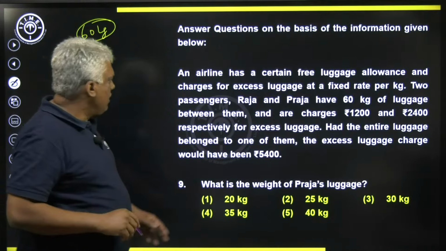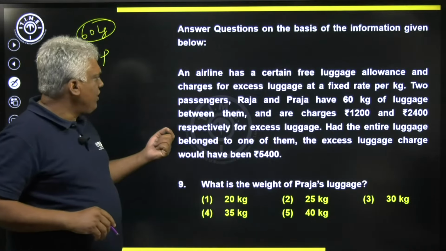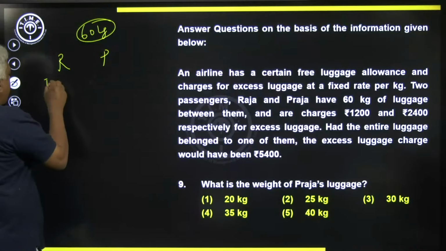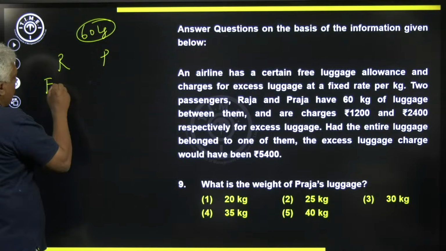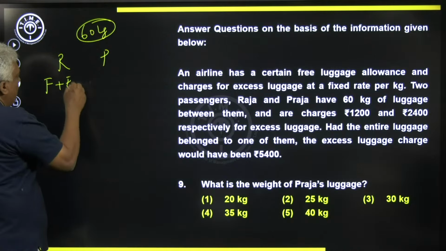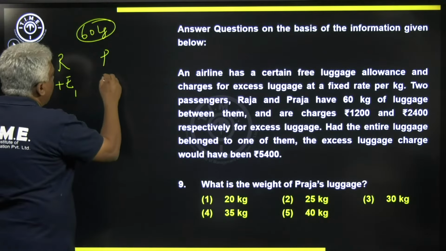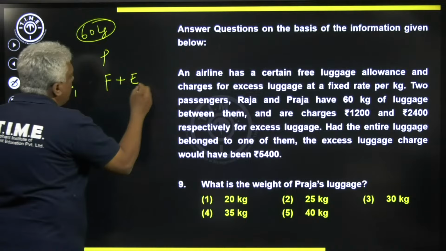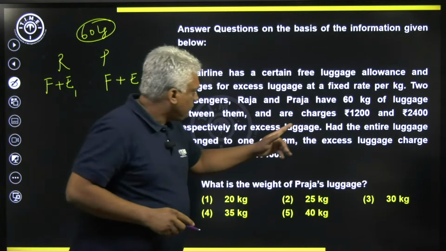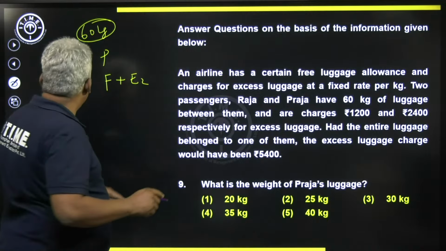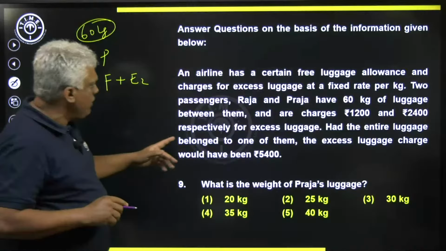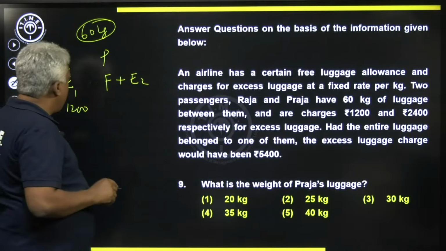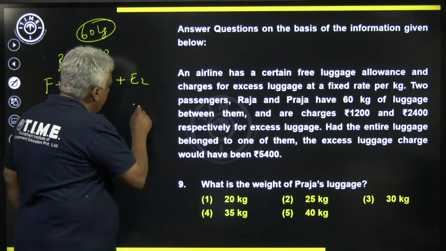A part of the luggage is free, and there are extra charges, right? So this guy has some free luggage, I mean no charge, fixed luggage, plus the extra luggage. These guys are also carrying free, fixed luggage plus extra too, right? And you see, how much extra are they paying? Raja is paying 1200 for the extra, and this one is paying 2400, right?